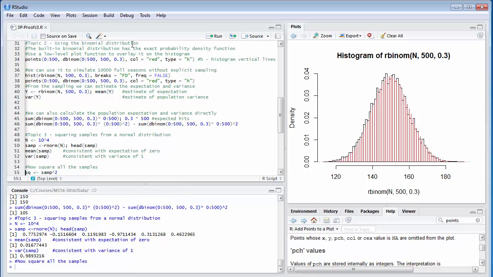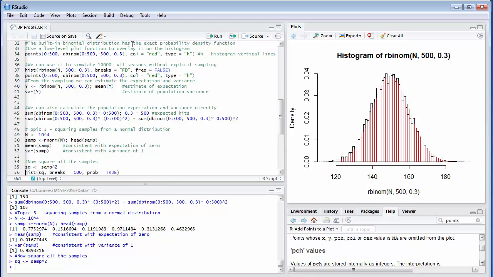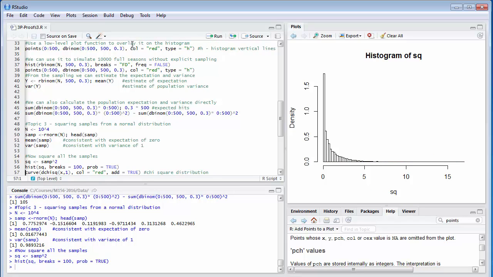Let's instead try squaring all these samples. R does this quite happily. You ask to square a vector, it squares every component of that vector. So we now have 10,000 normal squared samples. And if you plot a histogram of this, you see it has very, very high values for small values of the argument. The reason is that when you square a small number, you get an even smaller number.